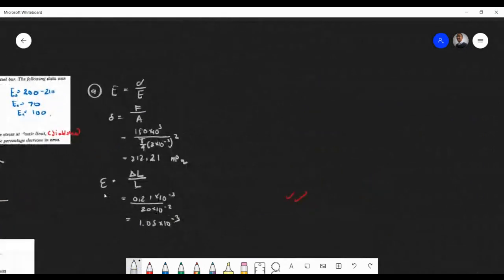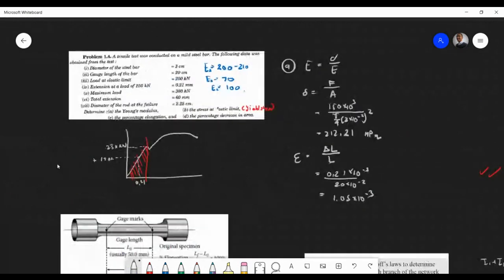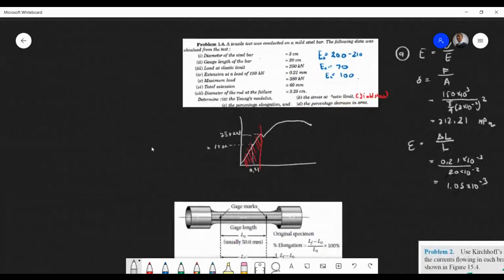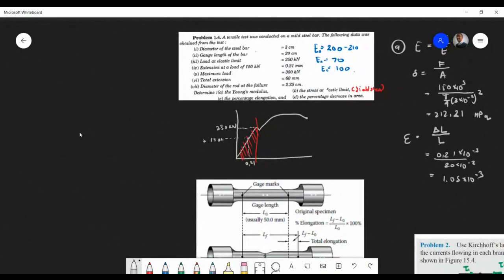Okay, just ignore my stuff here. Let me move this way. It's a better way. All right.